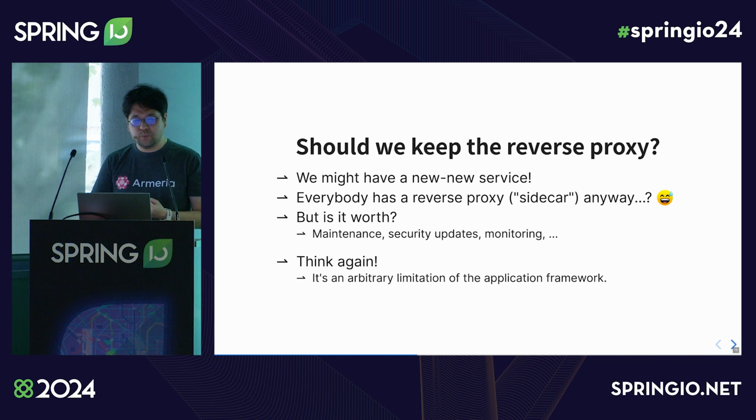I think we need to go back to the beginning and better understand why we needed a reverse proxy. Of course, there are some legit use cases like canaries, blue-green deployments, and the like. But it doesn't make much sense to run multiple servers only because they have different protocols or different API designs. It's an arbitrary limitation forced by the application framework.